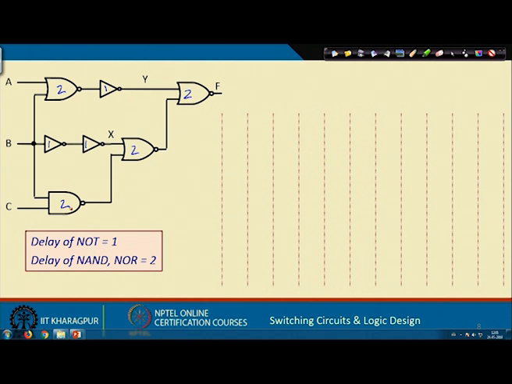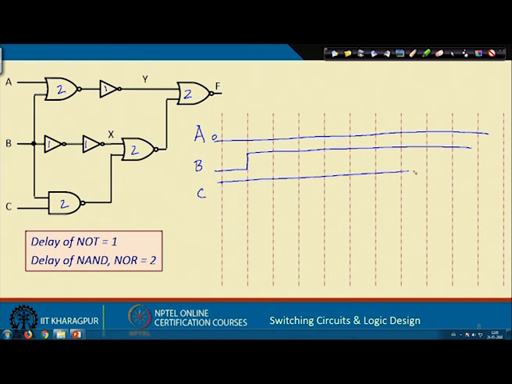Here again let us take a scenario where the input A is permanently at 0, I am applying 0 at A. B input, let us say it was 0, we make it 1 here and leave it at 1. C input, let us say it is 1 continuously. These are the 3 inputs A, B, C you are applying. Now, let us see what will be the value of x.